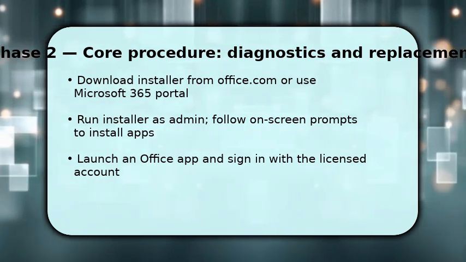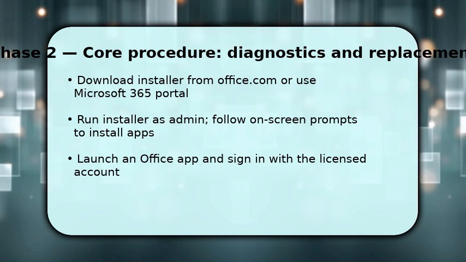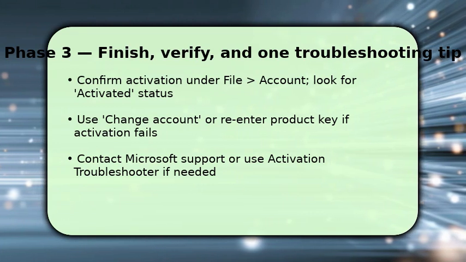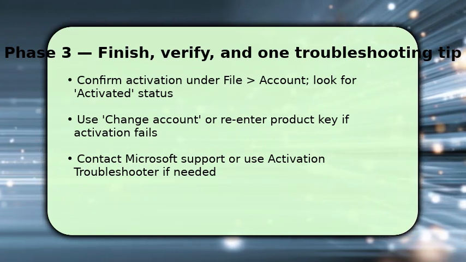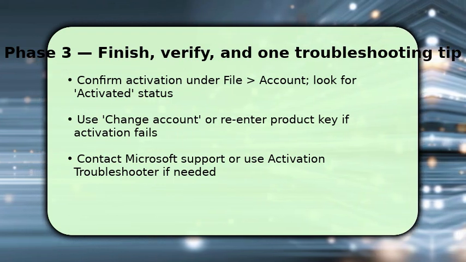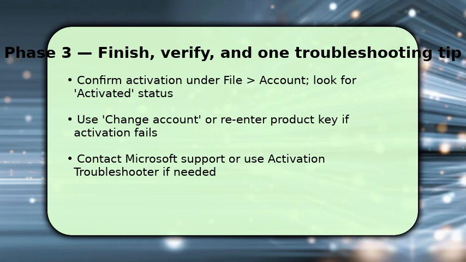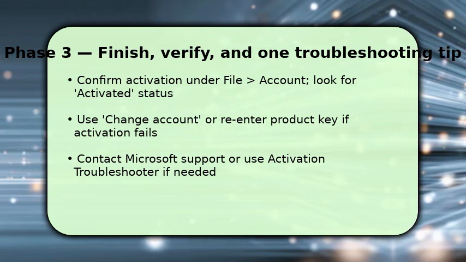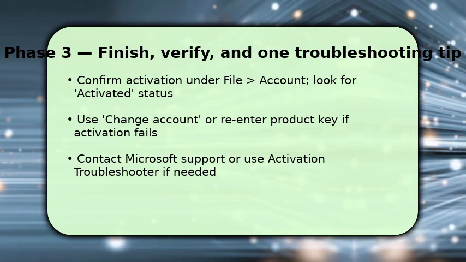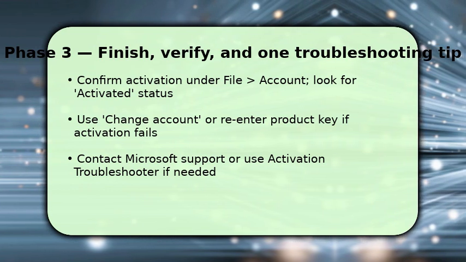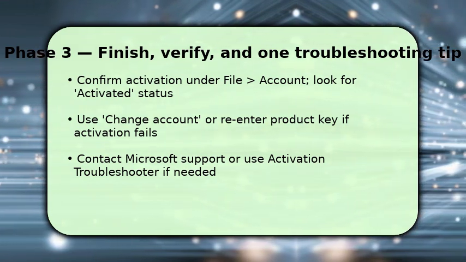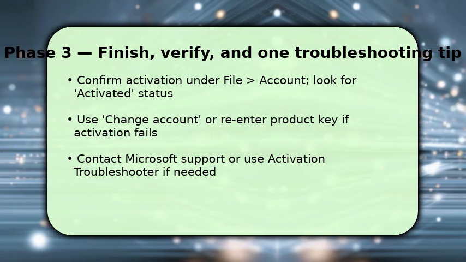Finish the process by checking File, Account inside any Office app to confirm it shows product activated. If it doesn't, sign out and sign back in, or use Change Account to pick the licensed profile. Sometimes re-entering the 25-character key resolves it. If activation still fails, run the Microsoft Activation Troubleshooter or contact support. Have your account email and key ready. One key tip: clear cached credentials in Windows Credential Manager before retrying.